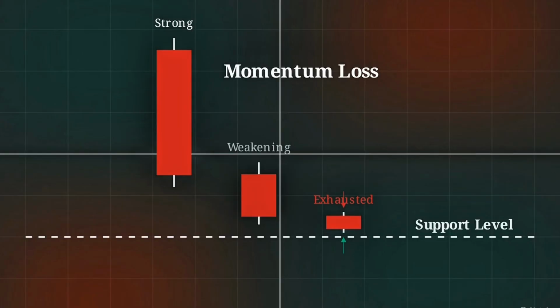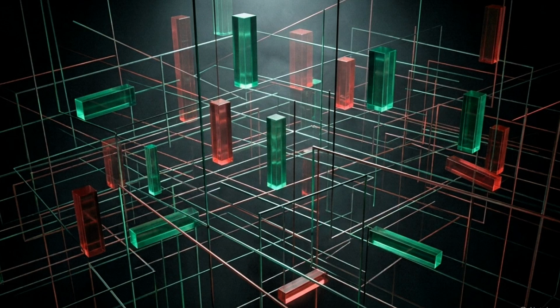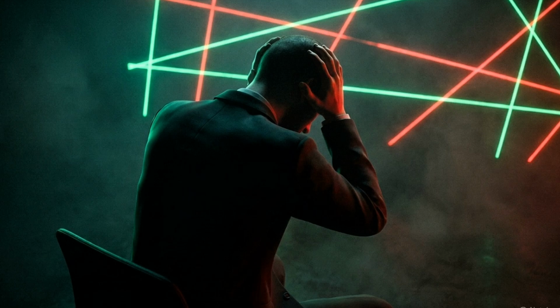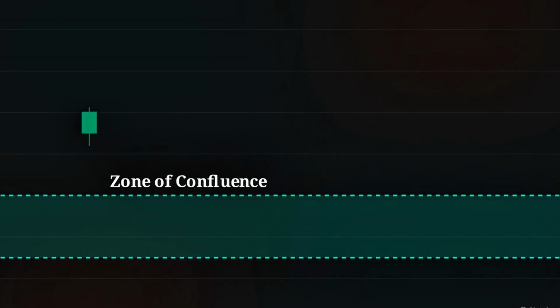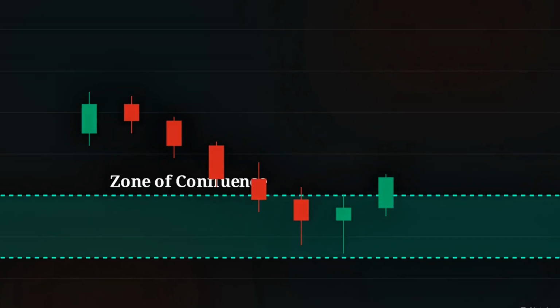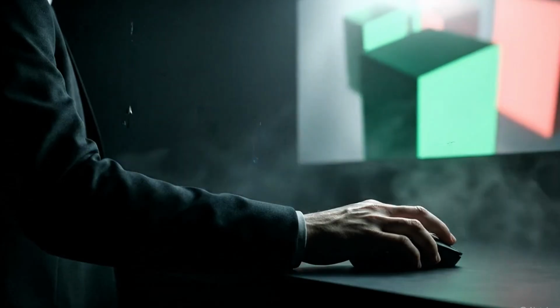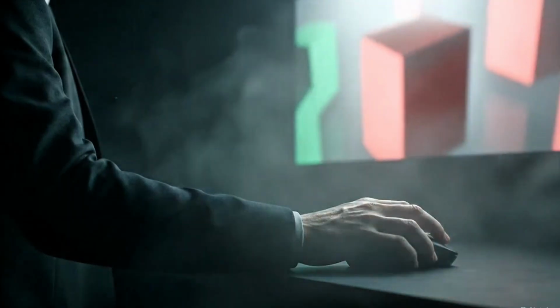A common mistake is drawing razor-thin support lines for every price reaction. This creates a cluttered chart and usually leads to analysis paralysis. Professionals replace those thin lines with a zone of confluence, a wider area that accounts for market noise. Instead of demanding an exact touch on a single line, you watch for how candles react anywhere inside this shaded area. A candlestick pattern only matters because of where it happens.